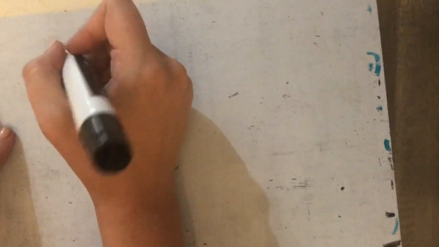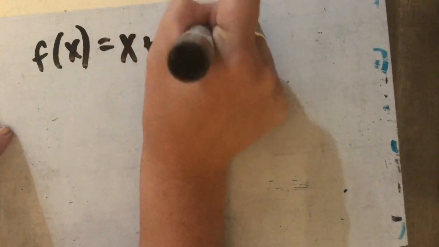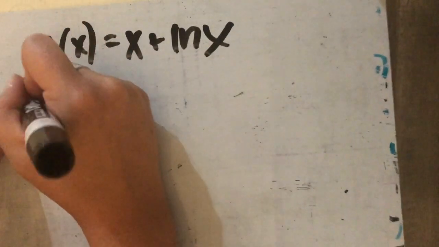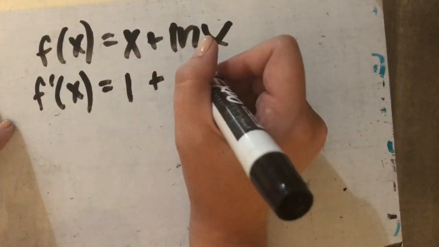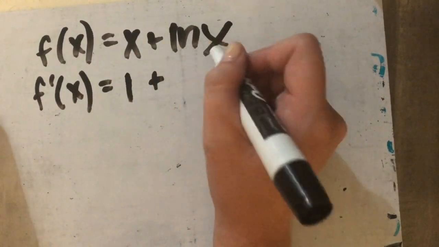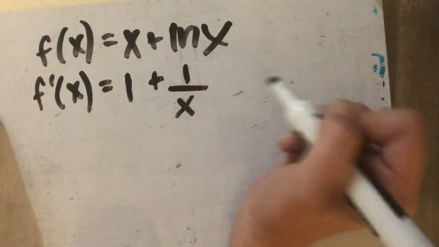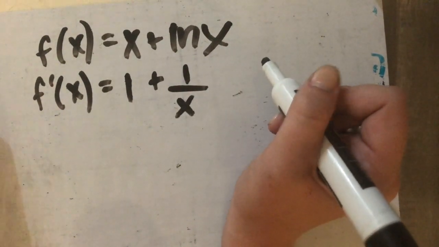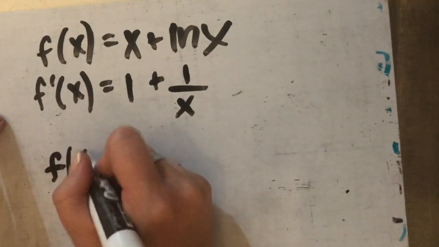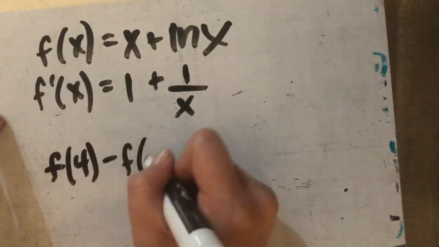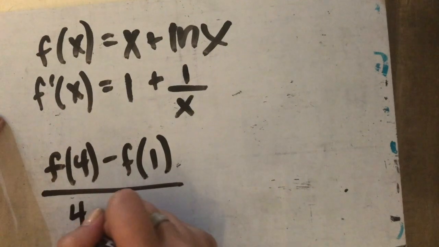So we've got f of x equals x plus ln of x, but I can take the derivative of that without a calculator because I know that the derivative of x is 1 and the derivative of ln of x is 1 over x. Okay, so I want that to be equal to f of b, which is 4, minus f of a, which is 1, all over 4 minus 1.